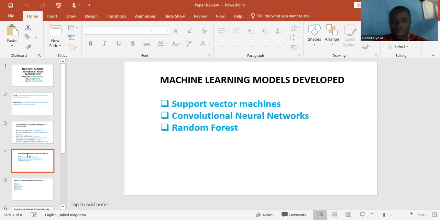The modules developed in the paper were the support vector machine, which is a supervised machine learning module for classifying, and the other is a convolutional neural network, which is a deep learning module for processing structured grid data such as images. And the third one is random forest, which is an ensemble module that operates on construction of multiple decision trees, especially during the training process.